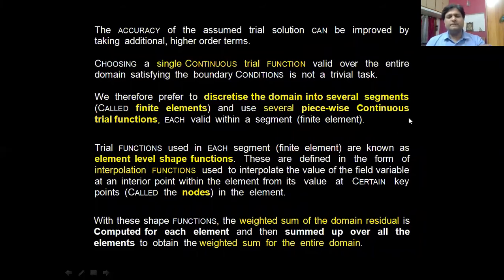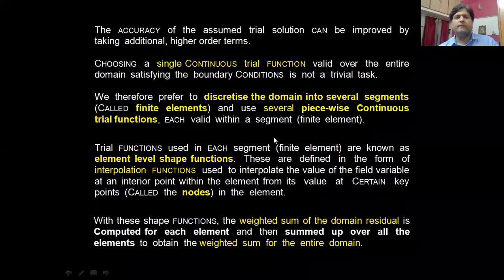These trial functions used in each segment or finite element are known as interpolation functions, element level interpolation functions, or element level shape functions. These are used to interpolate the value of field variables at an interior point within the element from its value at certain key points called nodes in the element. With these shape functions, the weighted sum of the domain residual is computed for each element and then summed over all the elements to obtain the weighted sum for the entire domain.